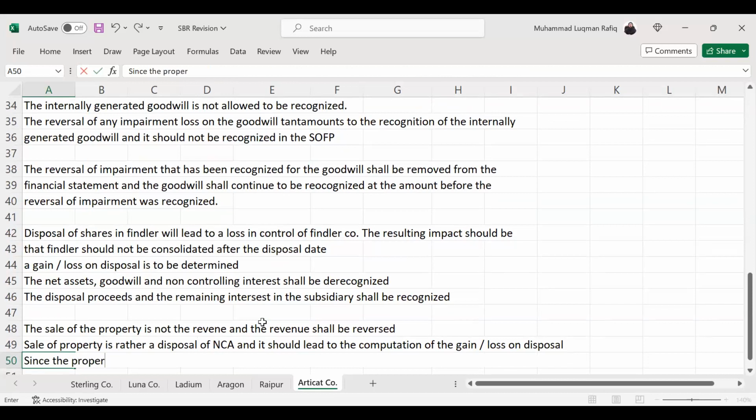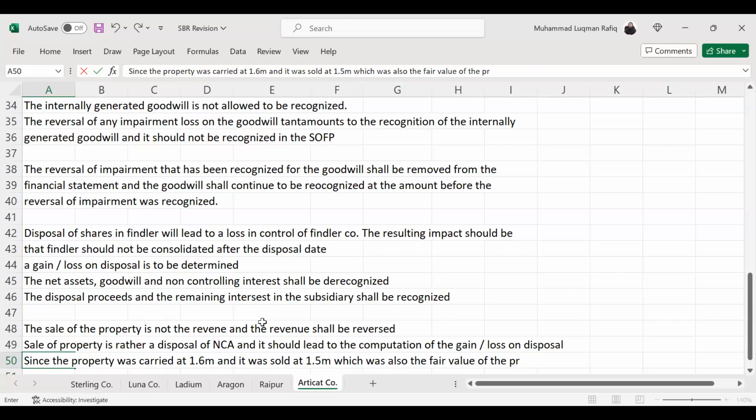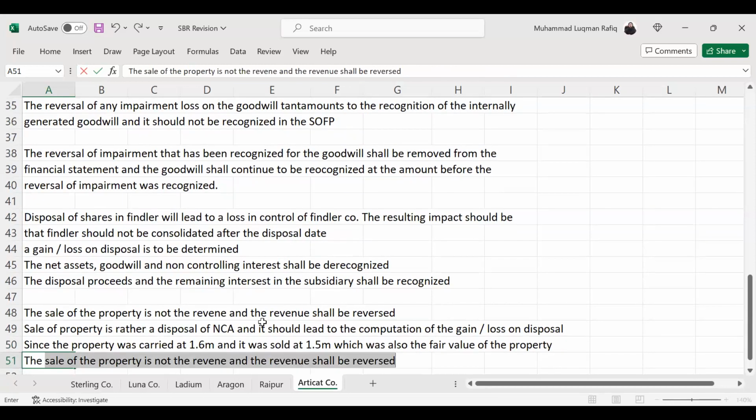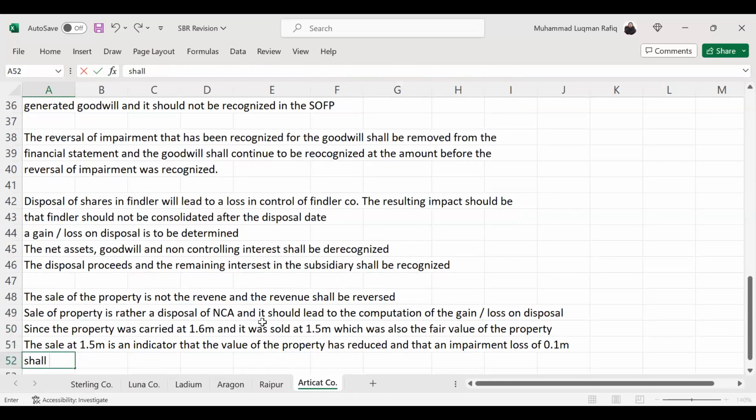Since the property was carried at 1.6 million and it was sold at 1.5 million, which was also the fair value of the property, the sale at 1.5 million is an indicator that the value of the property has reduced and that an impairment loss of 0.1 million shall be recognized.